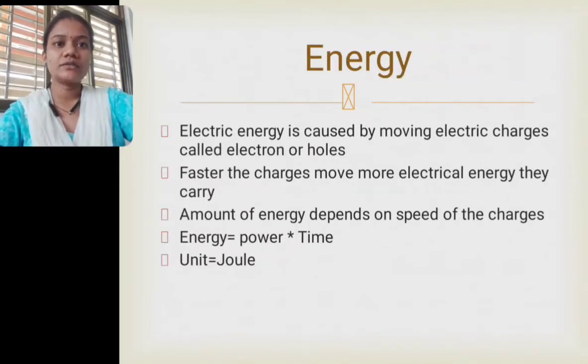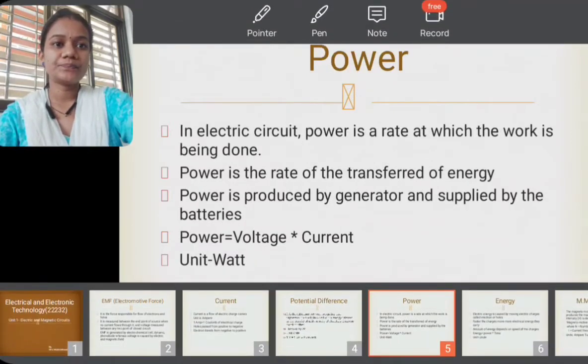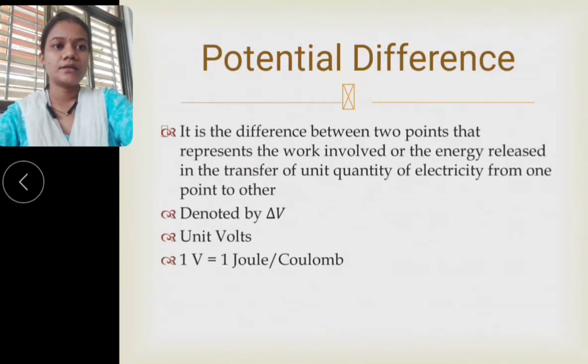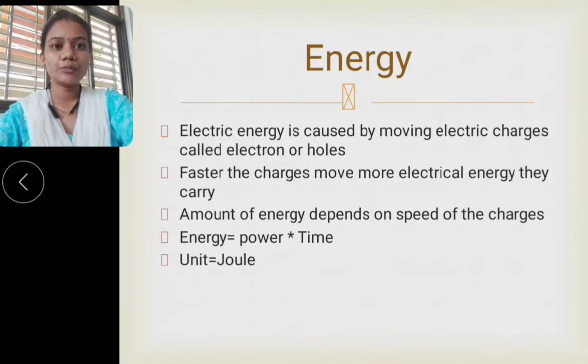Now next is energy. Electric energy is caused by moving electric charges called electrons and holes. The faster the charges move, the more electrical energy they carry. So the amount of energy depends upon the speed of the carriers. Energy is nothing but power into time, and the unit of energy is joule.